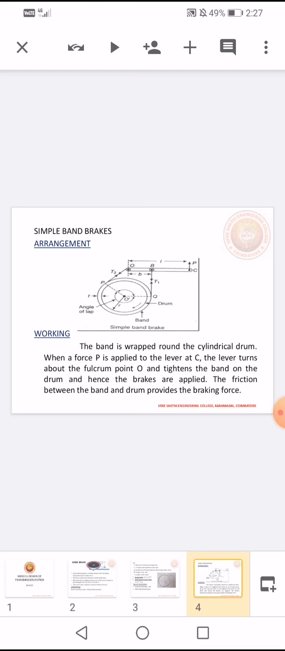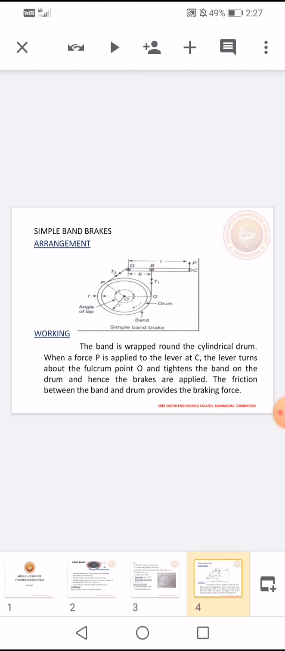When we take moment about fulcrum point O, right now the motion is in clockwise direction. We will have minus P into L. Here P is the applied force, L is the distance between the applied force point and the fulcrum point. When applying force at the free end of the lever, the motion becomes anti-clockwise direction. So the moment becomes minus P into L.